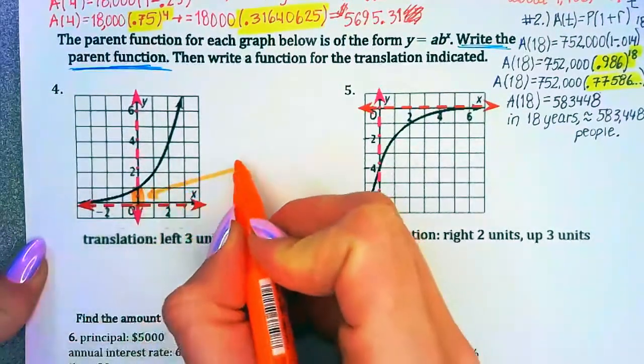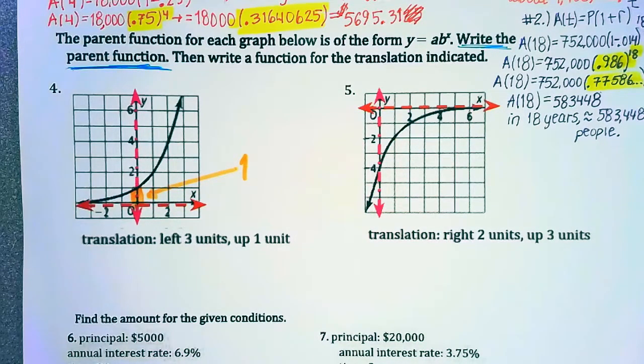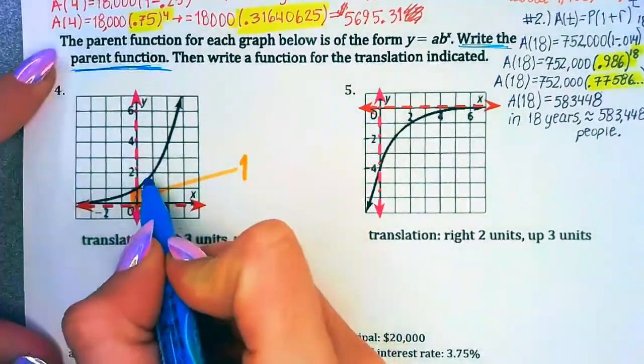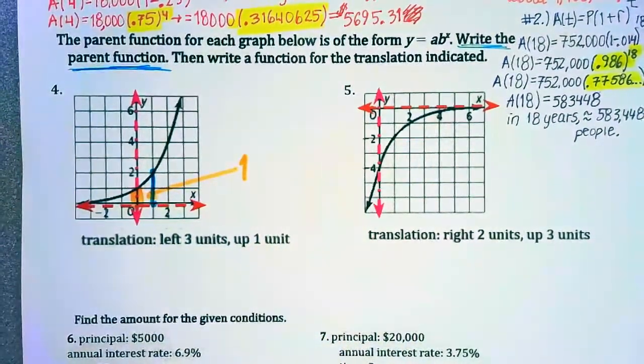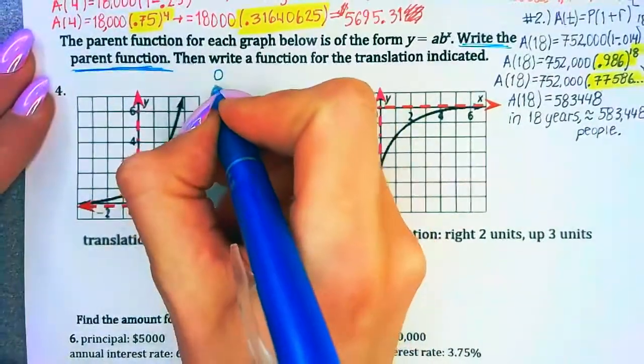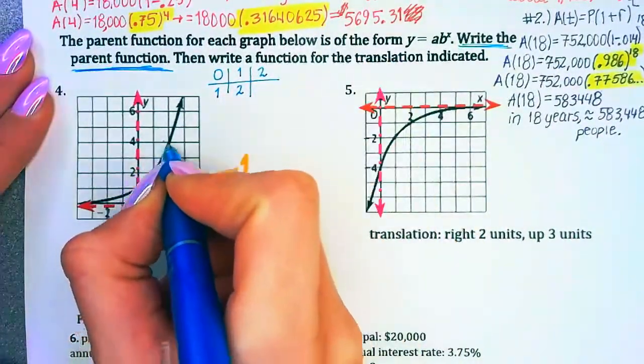That 1 is actually my a value in the problem. B, or your base of an exponential function, is the number you continually multiply by. A lot of times when we have a picture of a graph, it's a little bit harder to figure out what number it is we're multiplying by. One thing you can do is make a small table of values on the side, comparing the x and y values. As x increases by 1, my y values are 1, 2, and 4.